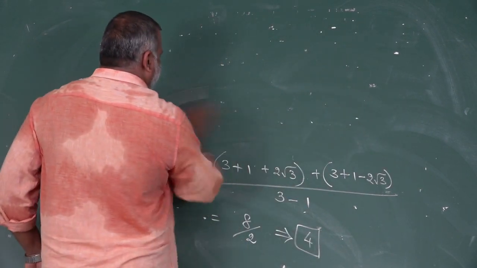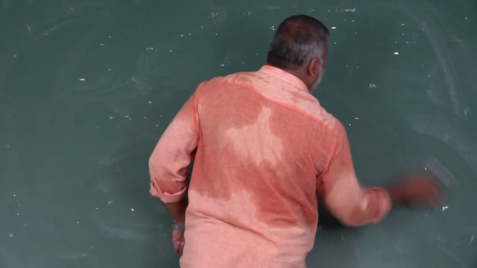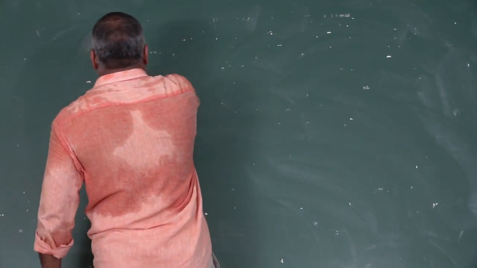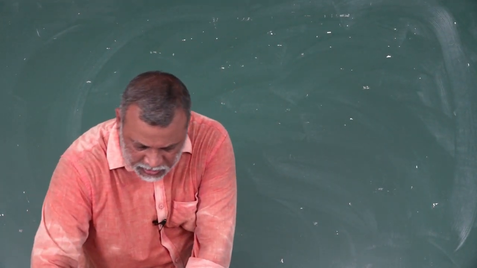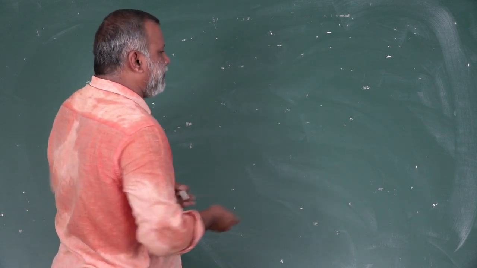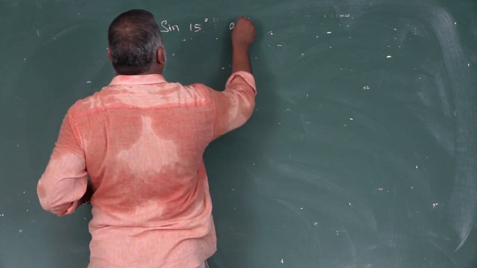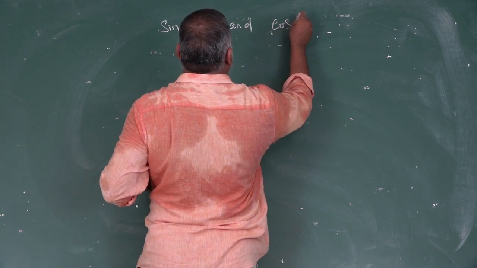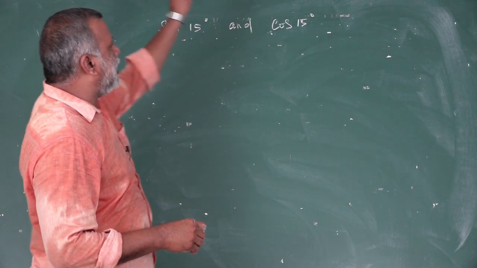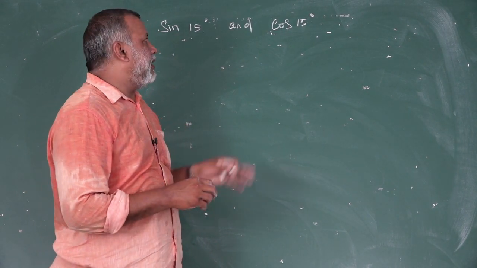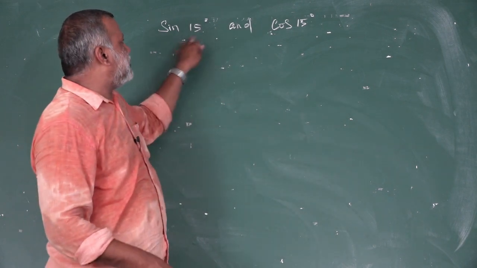So far we are working out some problems based on the proof. Now we are going to find out one very interesting problem from your lower class. Find the value of sine 15 degree and cos 15 degree. With the help of this, form a quadratic equation whose roots are these results.